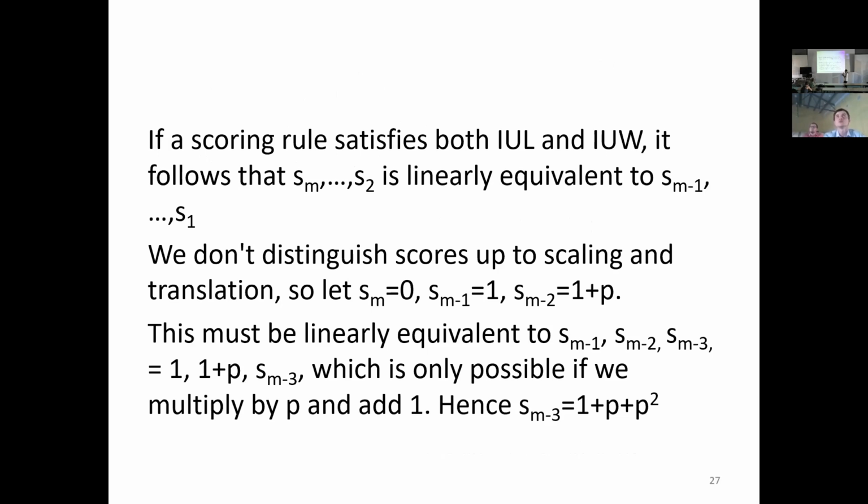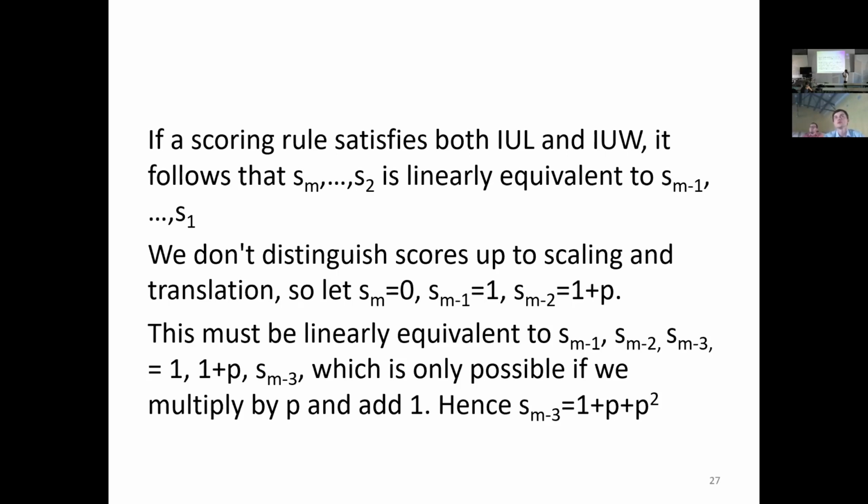We don't care about affine shifts, so we can assume without loss of generality, the score for the last place, Sm, is 0, and the score for the second last place is 1. The score for the next place is 1 plus p for some unknown number p. And these numbers, 0, 1, 1 plus p, must be linearly equivalent to the next 3 numbers, or the shift by 1. In other words, Sm-1, Sm-2, and Sm-3, which are 1, 1 plus p, and some unknown number Sm-3.